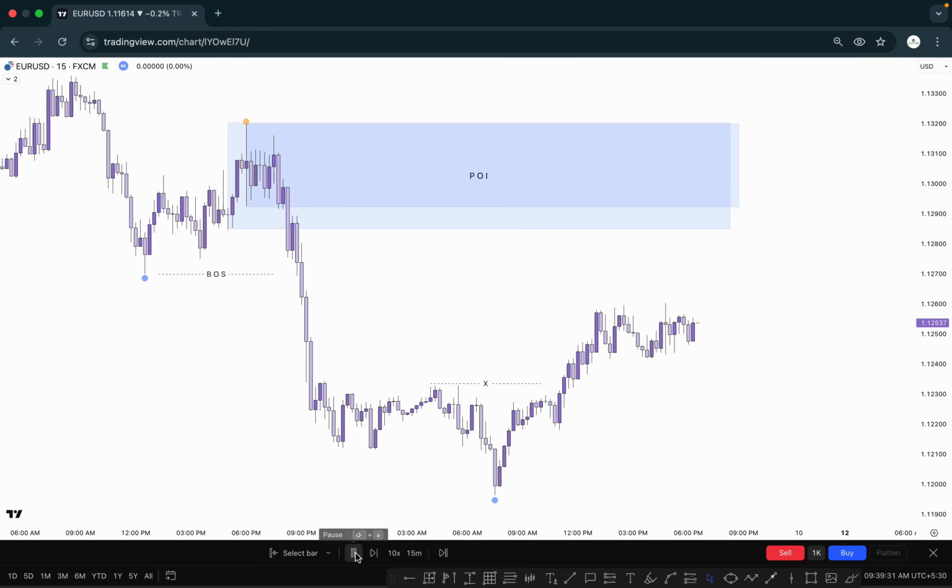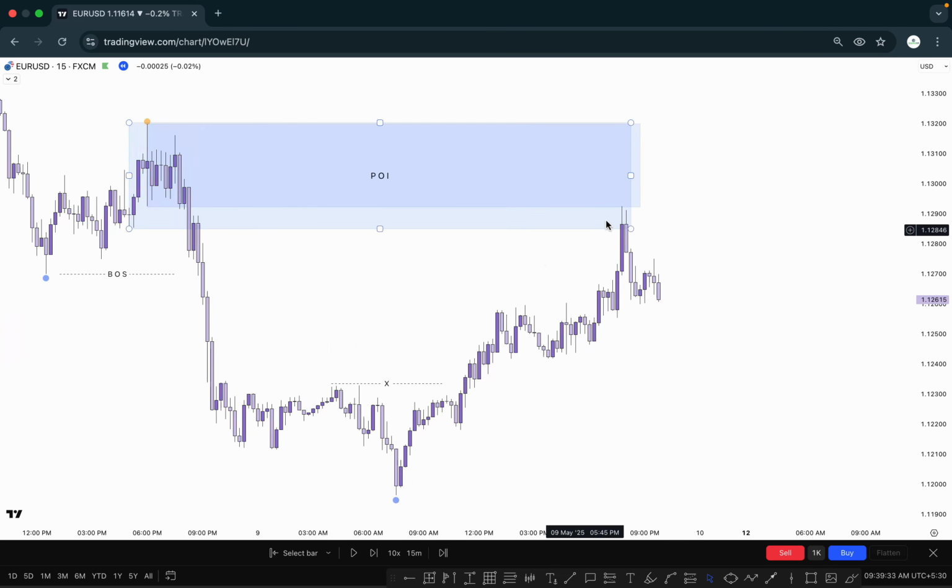So let's see what happens next after this one and how price reacts here. Price taps on it, or both PIs, the extreme one, the larger PI here.